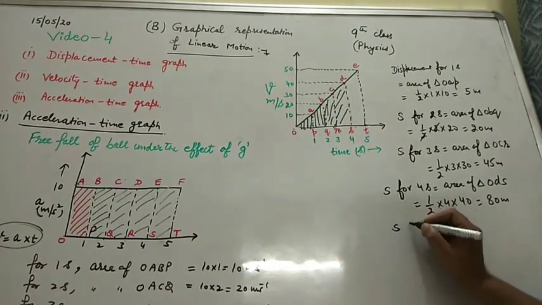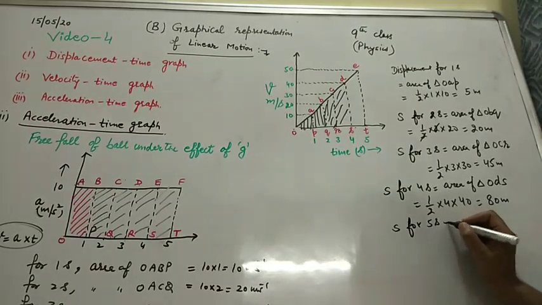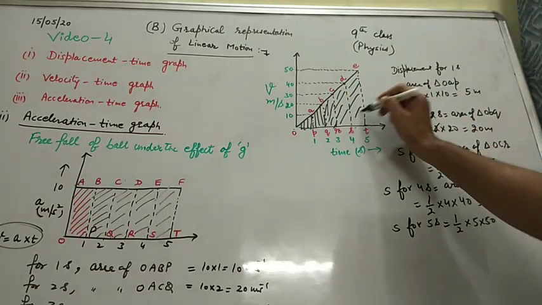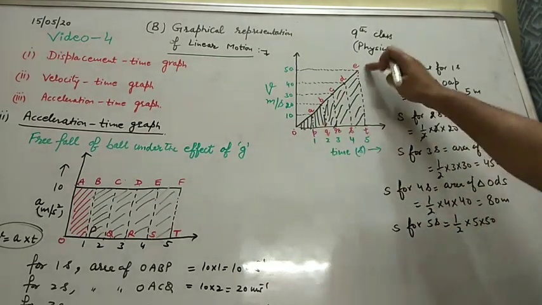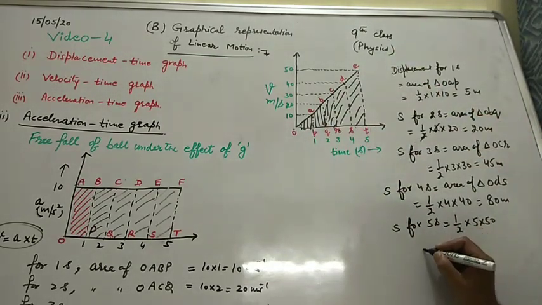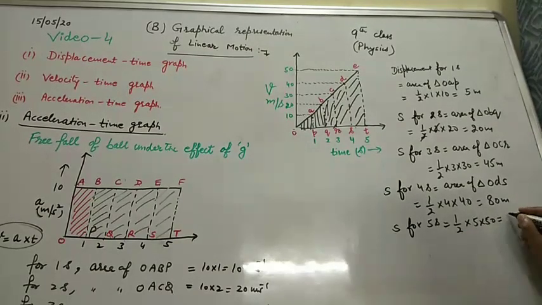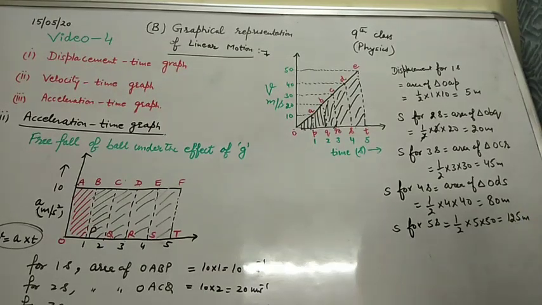And the last one, for 5 seconds, that is half into 5 into 50. That is the area of the last triangle. What is that triangle? OET. And if you solve, what will you get as the answer? That is 125 meter. 125 meter.